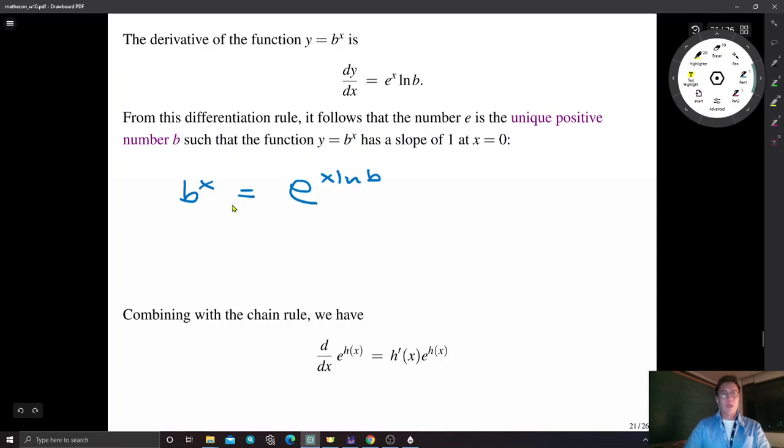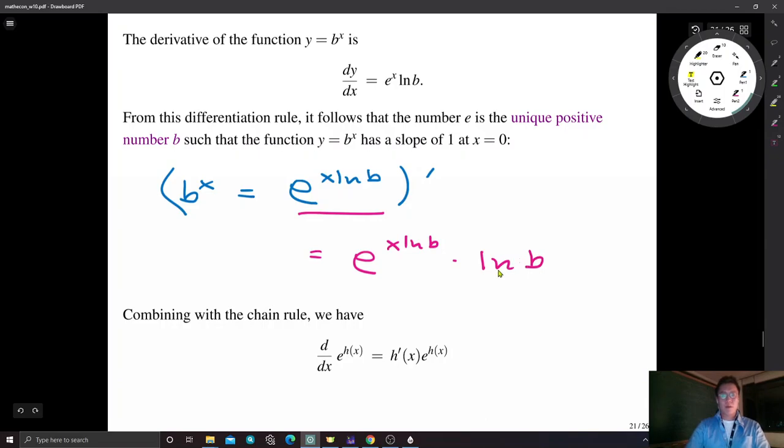Okay? Then we are using the chain rule, we can find the derivative. So its derivative is, because this is the composite function, outer function is natural exponential function e to the power x, and inner function is x times ln b. And then the derivative of the outer function is itself, it does not change at all. So it's going to be e to the power x ln b. And then we multiply by derivative of the inner function. So the derivative of the power, that is ln b.